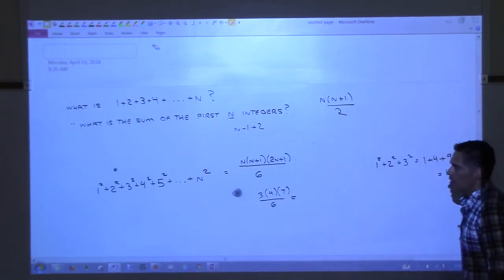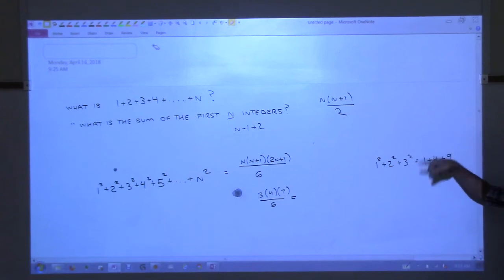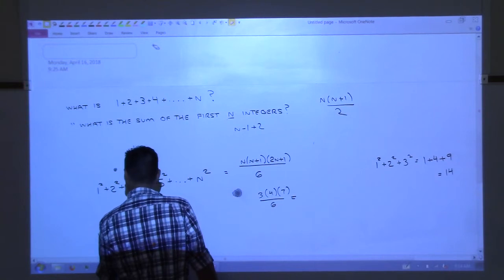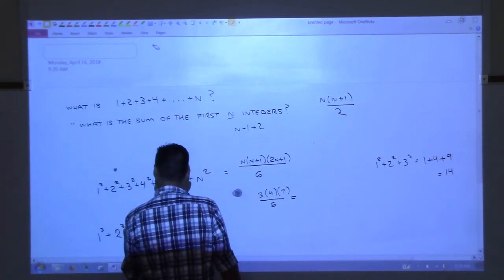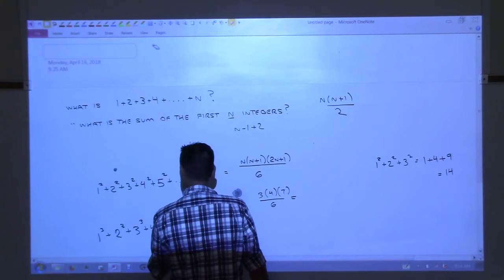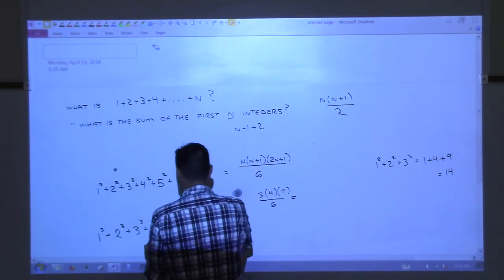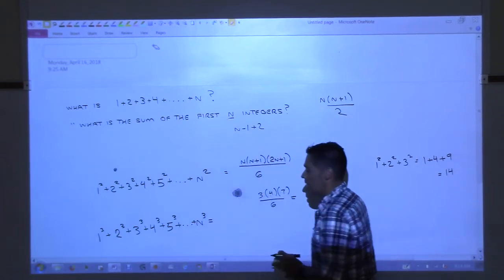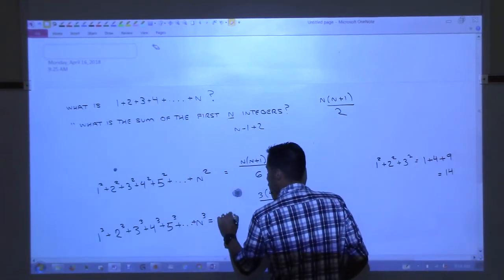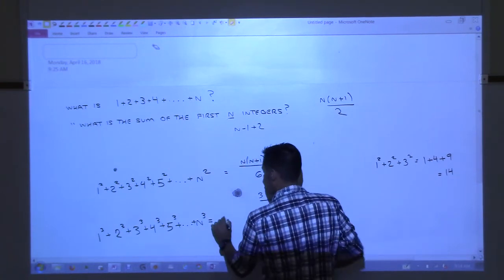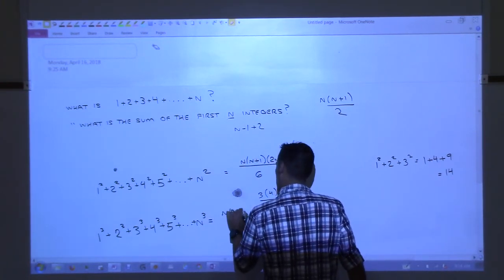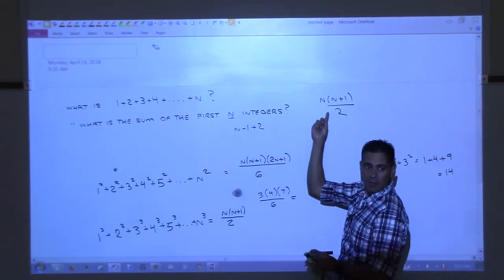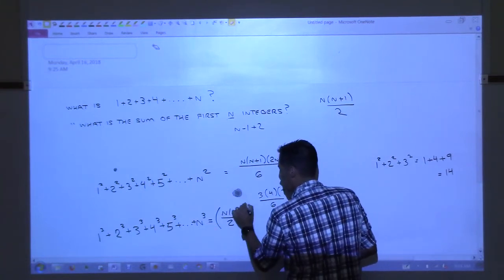All right, so I've given you 2 formulas so far. We're going to do one more formula, the sum of the cubes. 1 cubed plus 2 cubed plus 3 cubed plus 4 cubed plus 5 cubed plus dot, dot, dot, all the way to n cubed. This formula is a lot easier to remember. It's n times n plus 1 over 2, which is that formula, right? Squared.